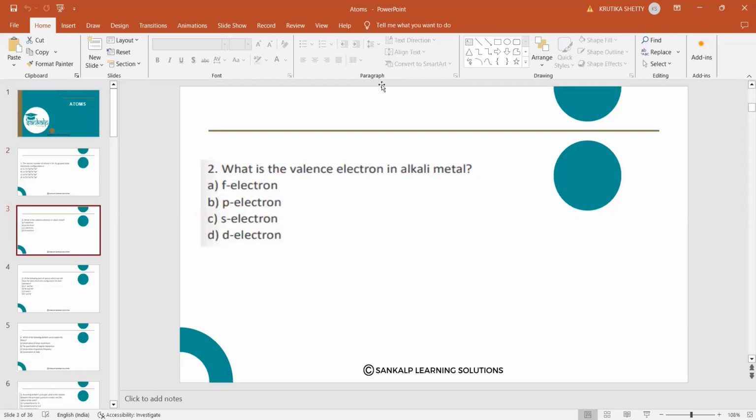Then the next question: what is the valence electron in alkali metal? Given options: F electron, P electron, S electron, D electron. So the valence electron in the alkali metal is, as we know, 1, correct? In alkali metals, how many are there? There is 1. So therefore we can say it is the S electron. Okay.